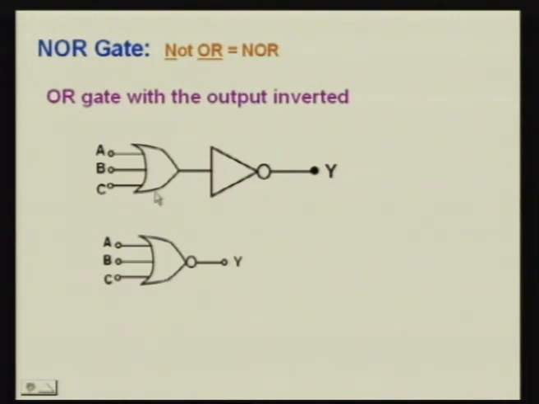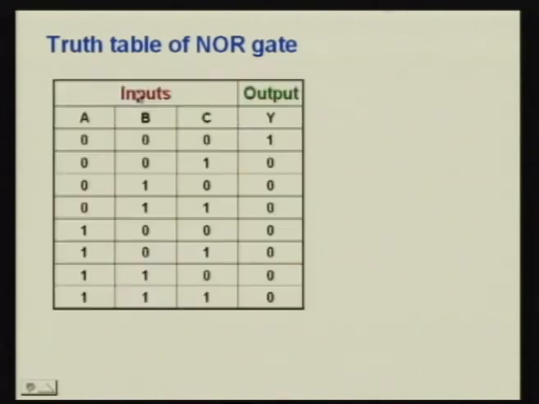Since we have already discussed the NOT gate and OR gate, we can realize these gates by using the diodes of the OR gate and the transistor of the NOT gate. You can very easily realize it just by putting the output of the OR gate to the input of the NOT gate, which we have studied already. Now the truth table of the NOR gate we will be discussing here. We will discuss a 3 input NOR gate, where A, B, C are the inputs and Y is the output.